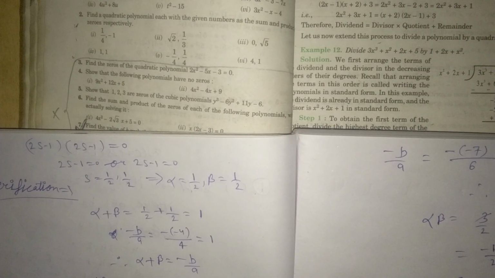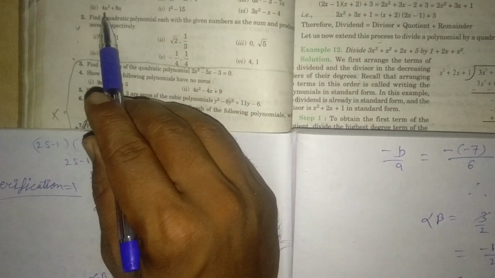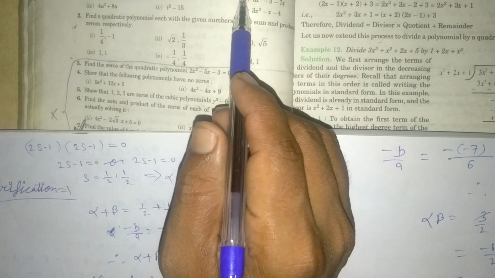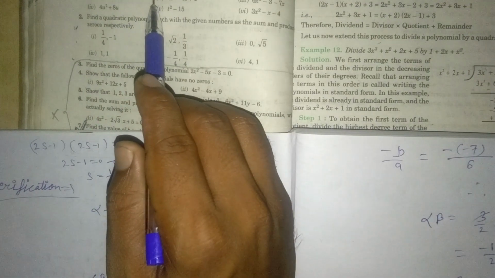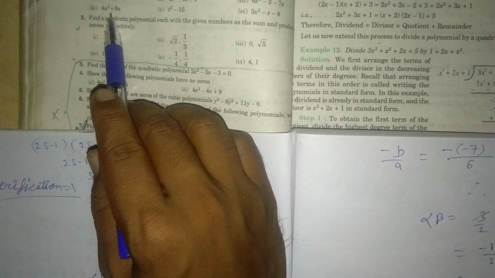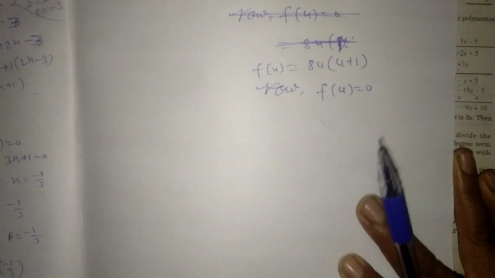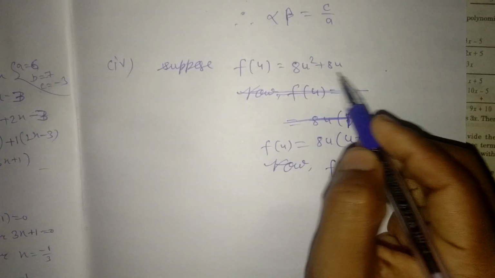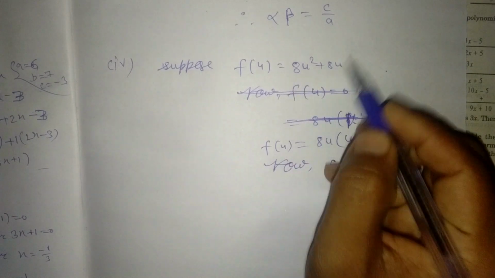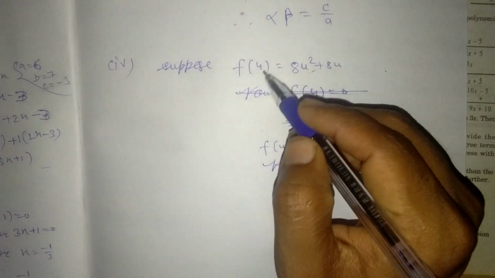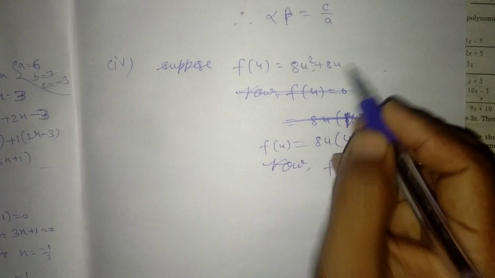Today we will solve question number 4 of question 1, exercise 2.2. Our question is: find the zeros of the following quadratic polynomials and verify the relation between zeros and coefficients. Our polynomial is 4u square plus 8u. Suppose f(u) is equal to this, because this polynomial is in the variable u, so we write f(u) is equal to this.